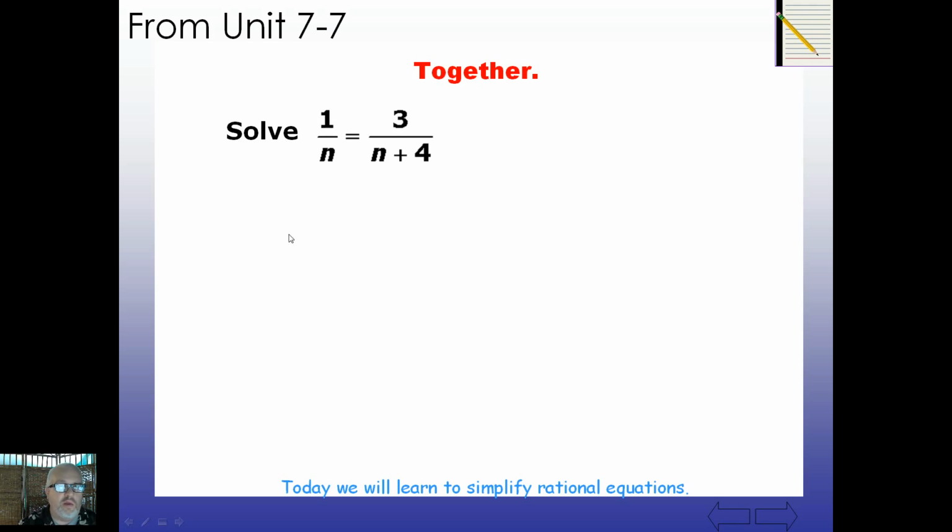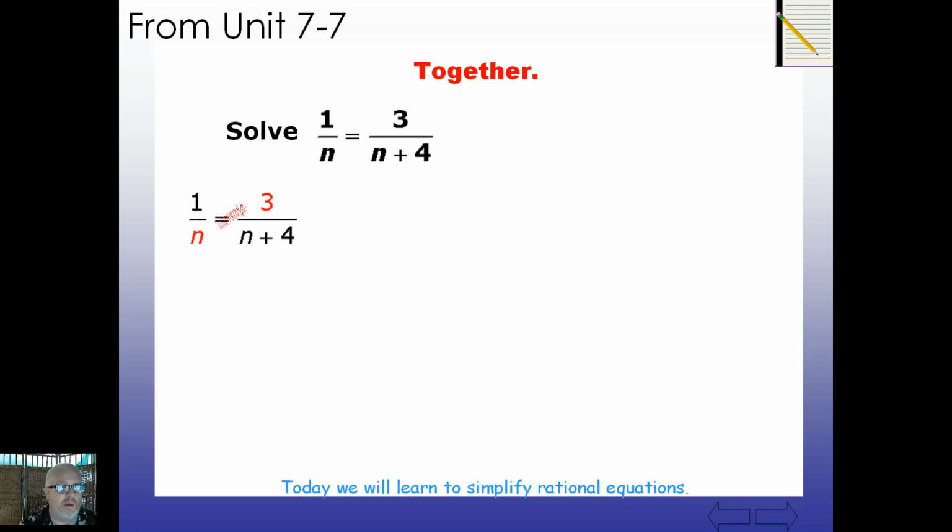Okay, did you start by looking at the exclusion? Of course, we can't let n be 0 because 1 over 0 would make this 0. And also, what would make this 0? How about negative 4? So if our answer is going to turn out to be 0 or negative 4, let's just keep that in the back of our mind.